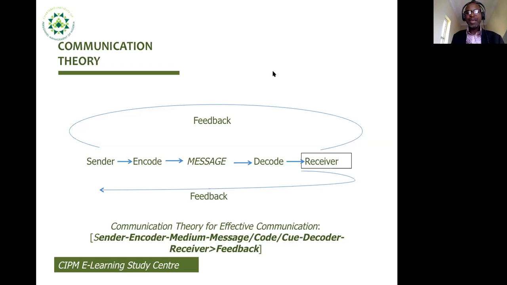Okay. Maybe what do you think may be the problem, why a receiver may not be able to decode a message? Maybe lack of interest. Okay. So maybe the presenter has not been able even to gain the attention of the receiver, and that may now result in lack of interest.